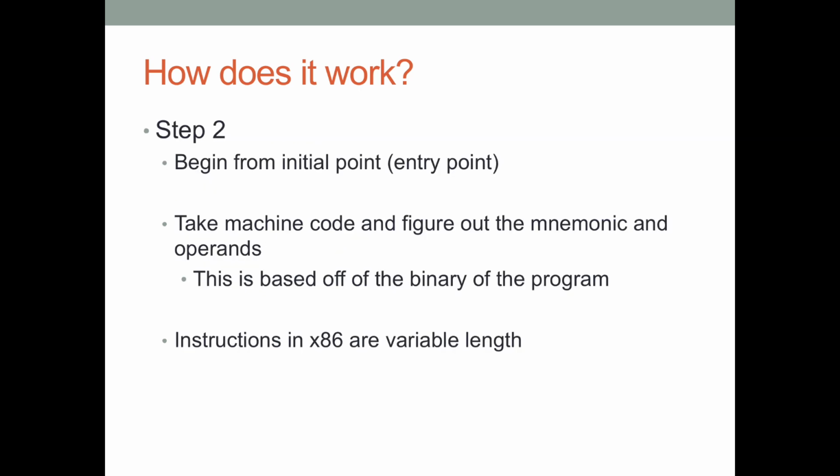Okay, from 2, it goes to the initial entry point, and then it starts disassembling. So that's taking the machine code, it figures out the mnemonic and the operands, and that's the basics that you learned in assembly, in 314 or wherever you took assembly. We have the mnemonic, we have the operands. What is the instruction, and what are the operands or the arguments for that instruction?